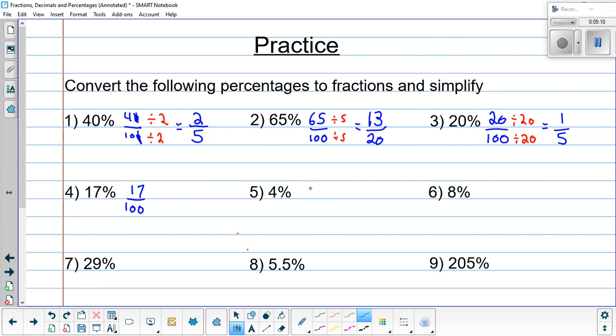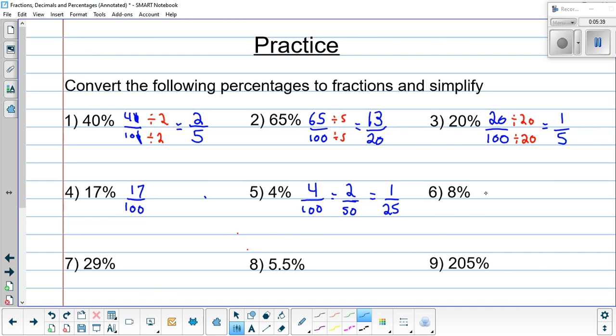Let's look at 4%. That's 4 over 100, which is also 2 over 50, which is also equal to 1 over 25. Another way you can think of it is, how do you split 100 4 ways? Into quarters, or into 25s: 25, 25, 25, 25.